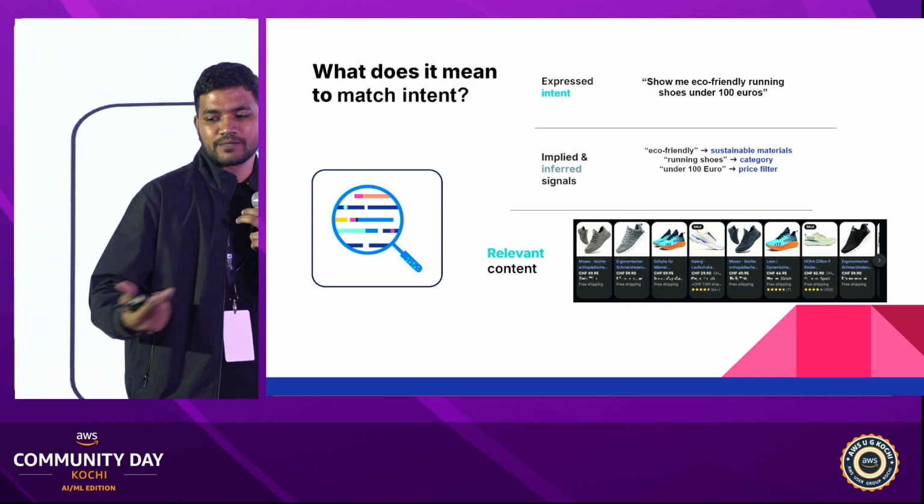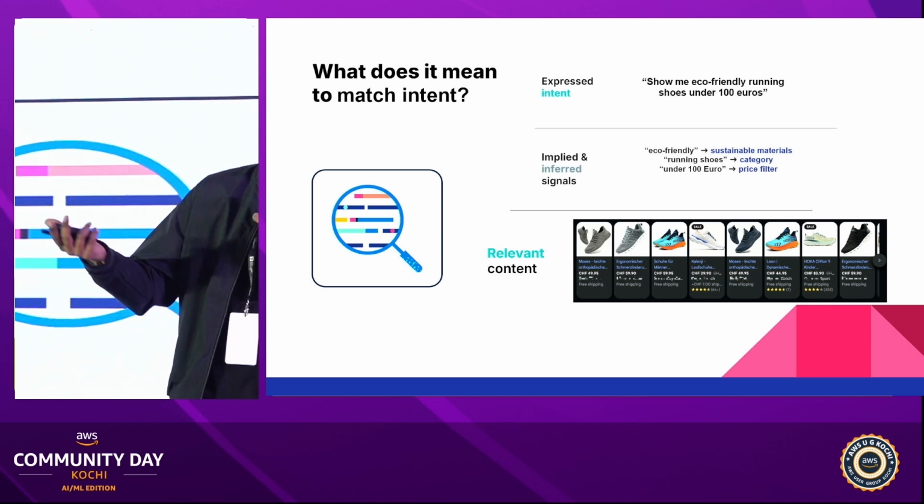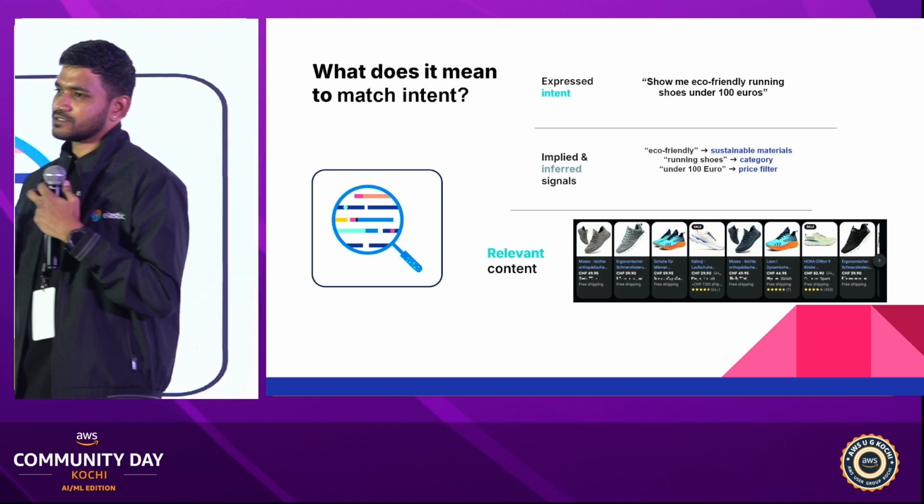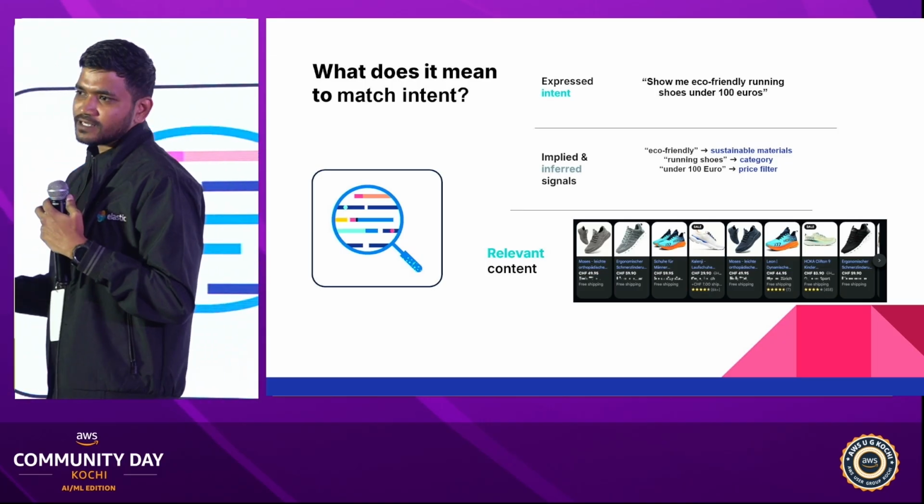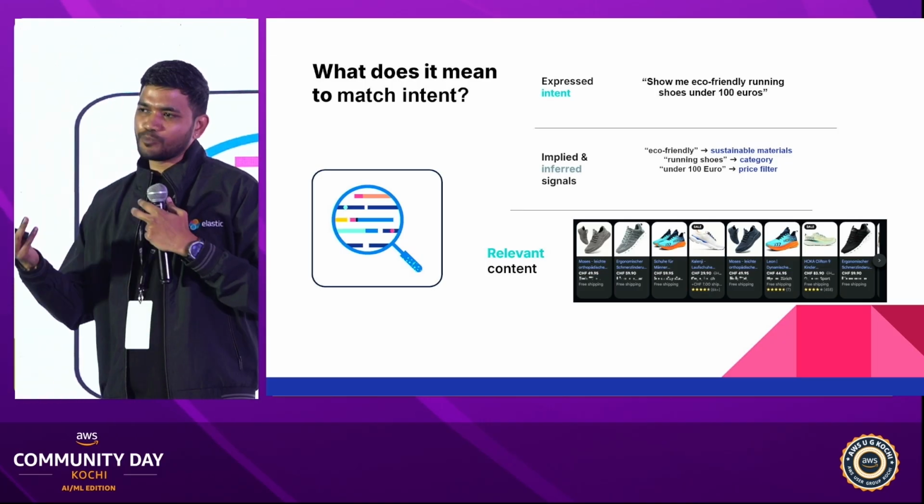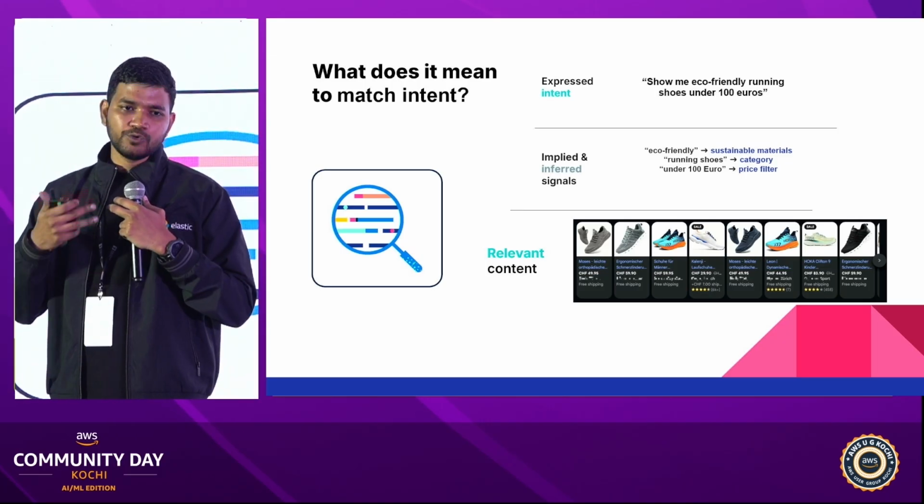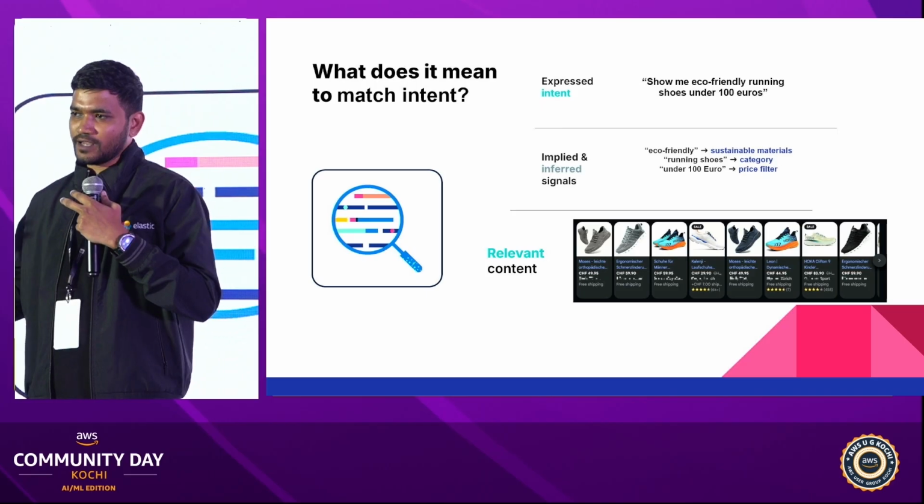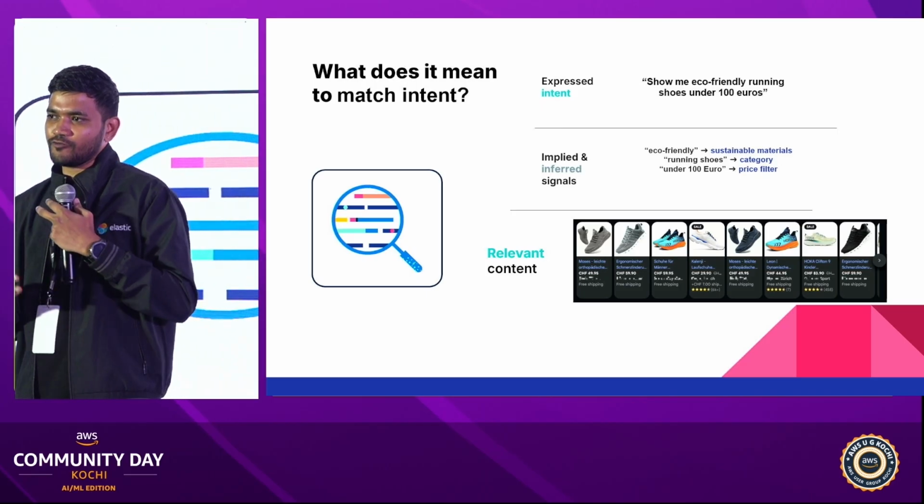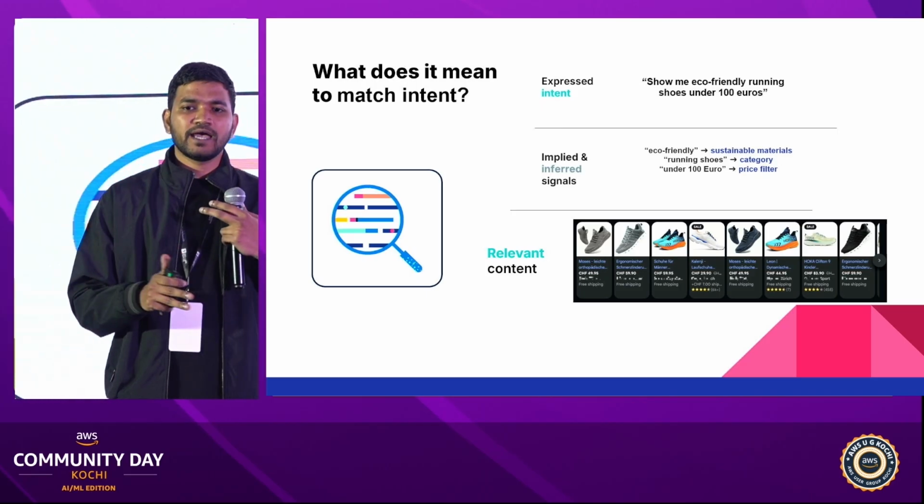The signals are basically: eco-friendly is called sustainable materials, running shoes is the category, and the filter is the 100 euros or 100 rupees that you have. So when you do this, you already get the actual eco-friendly shoes you're looking for, specifically running shoes, at 100 euros.